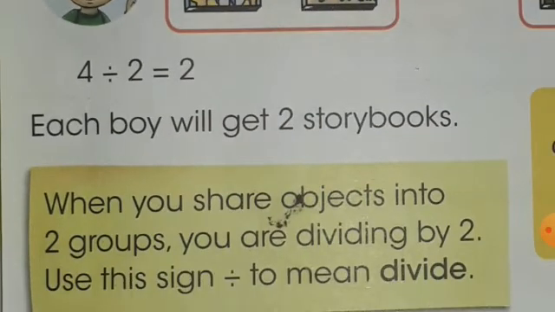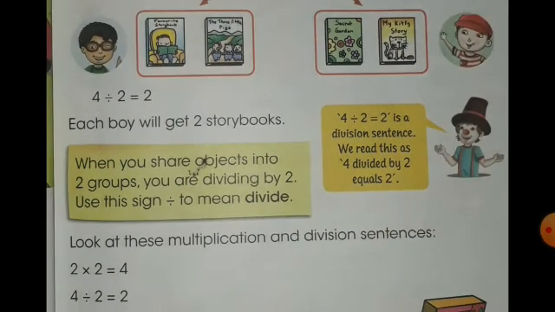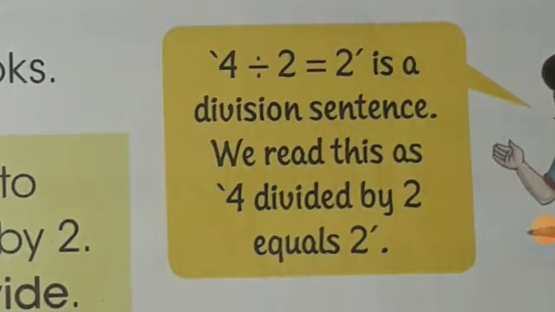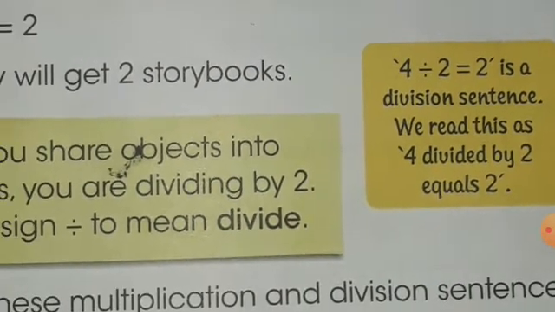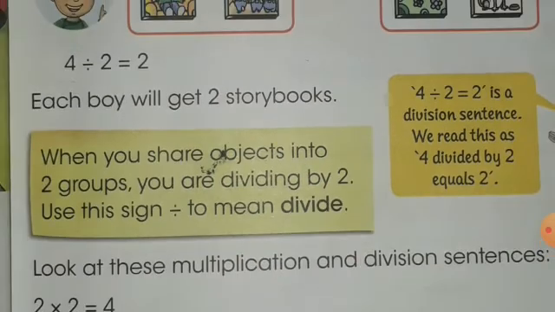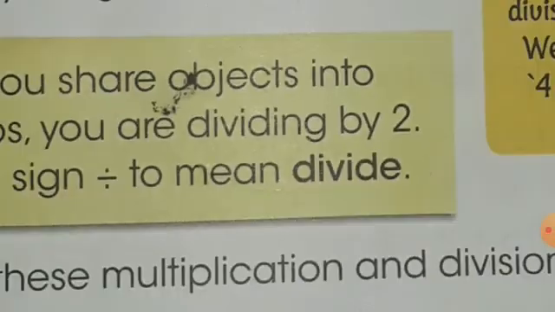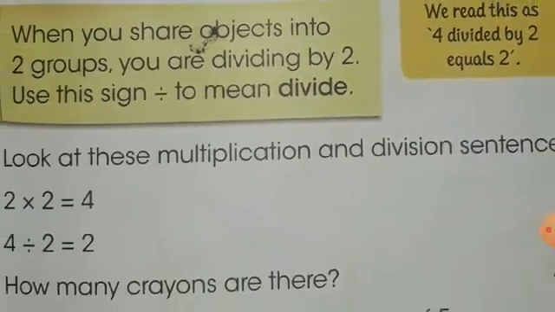As you can see, each boy will get 2 storybooks. 4 divided by 2 is equal to 2 is a division sentence. We read this as 4 divided by 2 equals 2. When we share objects into 2 groups, we are dividing by 2. Use this sign to mean divide.